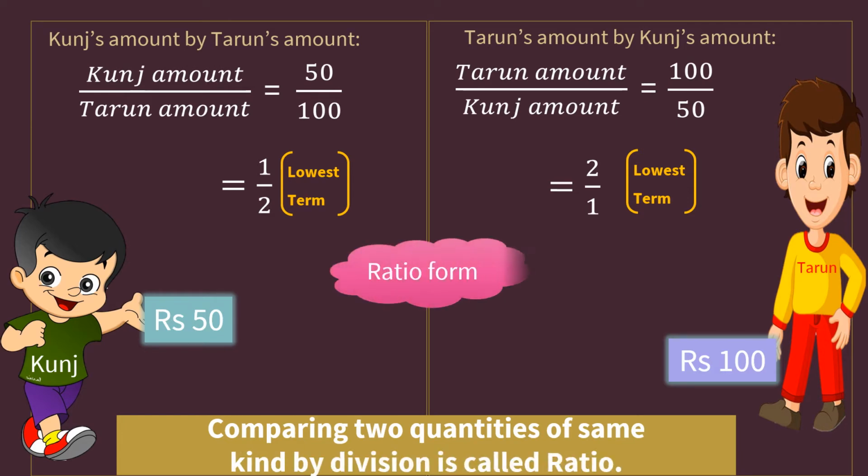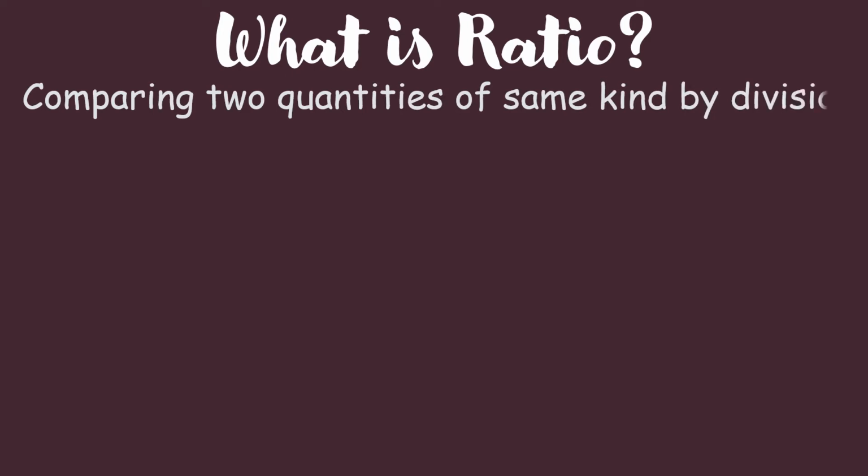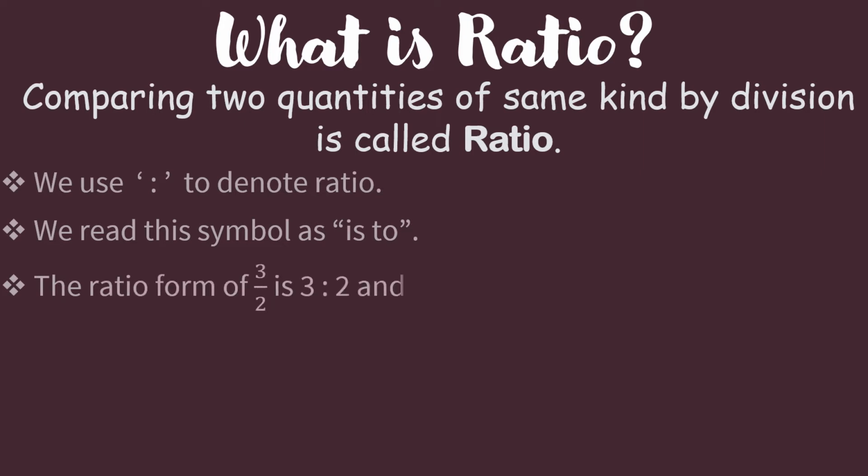So the ratio form of 1 upon 2 is 1 is to 2 and the ratio form of 2 upon 1 is 2 is to 1. So what is ratio? Comparing two quantities of the same kind by division is called ratio. We use this symbol to denote ratio. We read this symbol as 'is to'. The ratio form of 3 upon 2 is 3 is to 2 and is read as 3 is to 2.